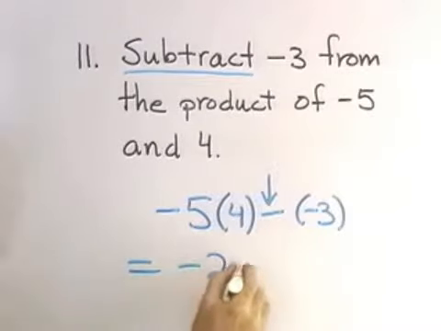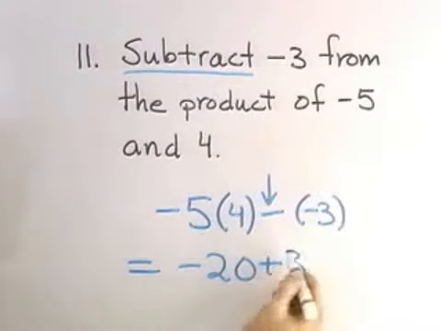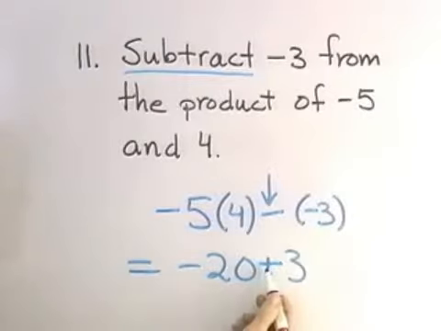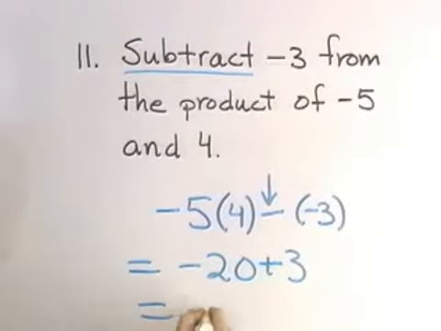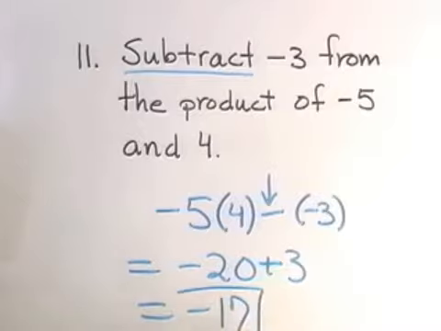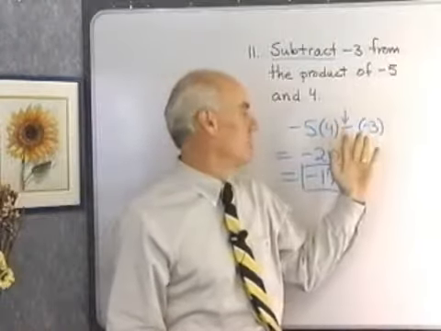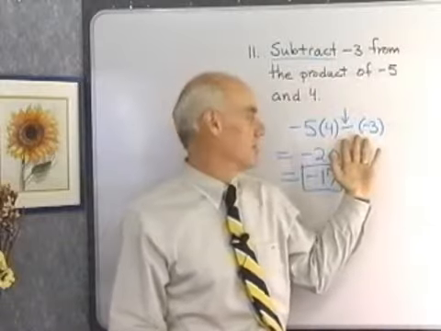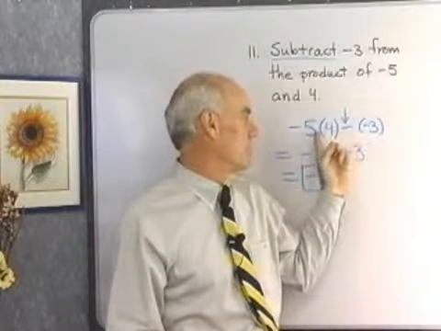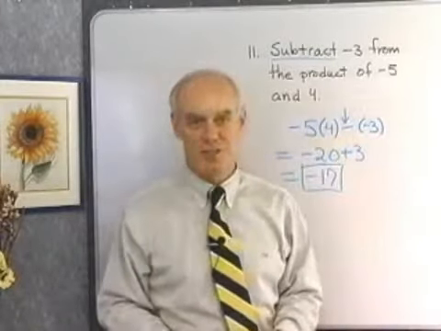Now that will be negative 20 plus 3, because subtracting negative 3 is the same as adding positive 3, and that will be, of course, negative 17. So a nice translation of a problem written in words into an equivalent problem written in symbols. You see I have subtraction, multiplication, and then also addition in the same problem.